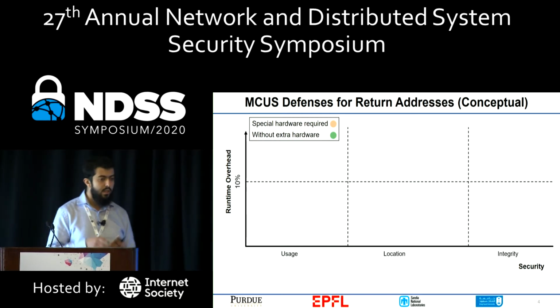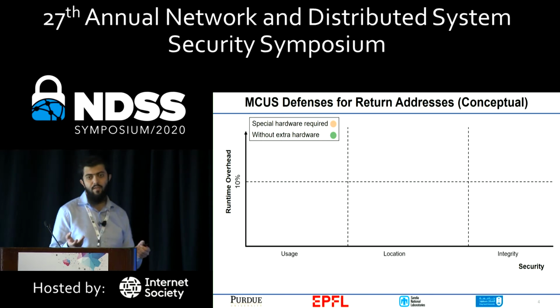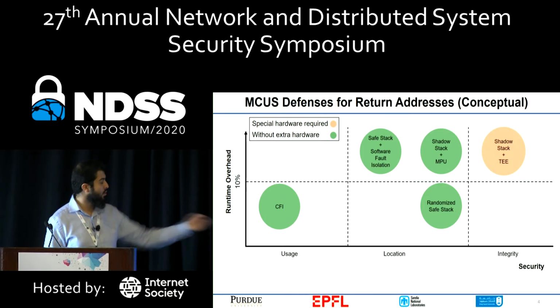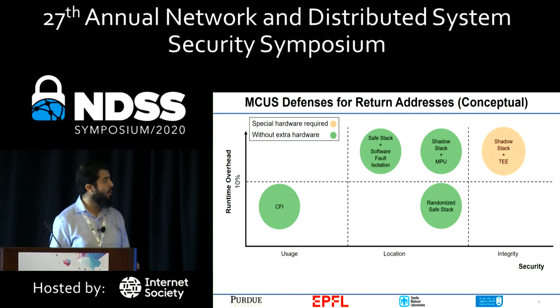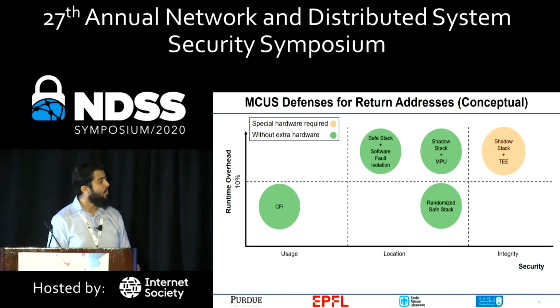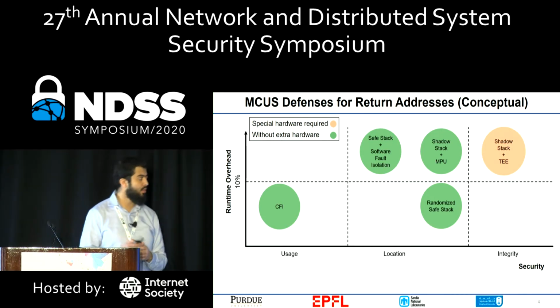And we would like the mechanism that we're going to come up with to be without special hardware. Remember that these are devices that are constrained. So assuming that you have a trusted execution environment is not going to be applicable here. Most of the deployed devices do not have a trusted execution environment, or TEE. And so if we map out conceptually the defenses that we have, for example, control flow integrity on the bottom or shadow stack on the top, the ones that you see with the green circles do not require special hardware. But the ones with orange circles require special hardware. For example, shadow stack requires a TEE, or trusted execution environment.